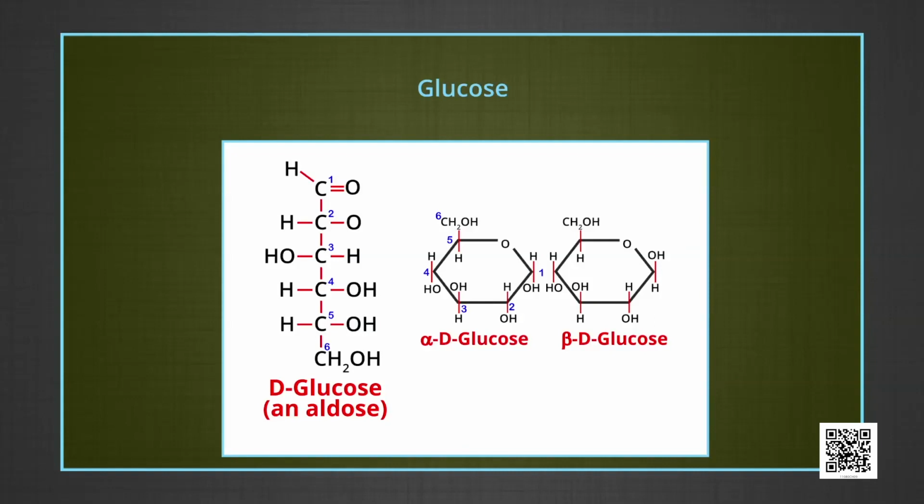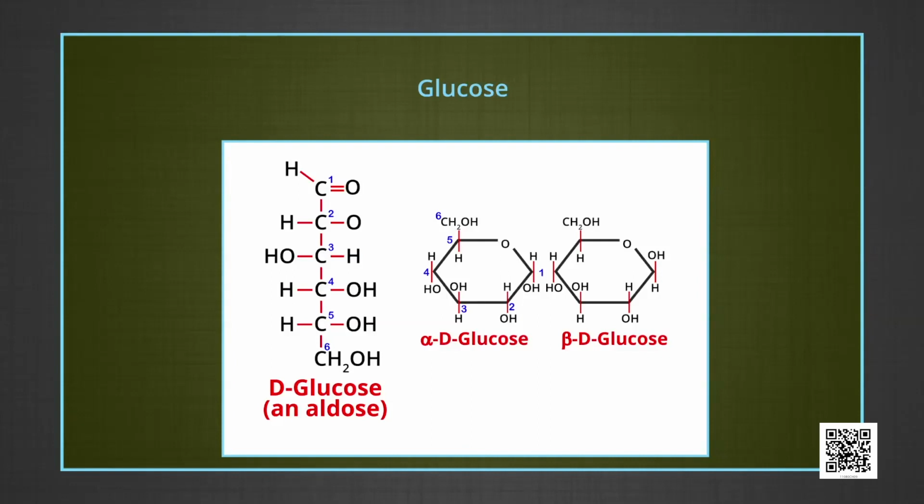Let us come to the structure of glucose first. The structure here is glucose, which is basically D-glucose and also an aldose sugar. Now here D is for dextrorotatory. The OH group is on the right hand side. Which OH group are you watching here? For the carbon chain. The carbon chain is also in the ring form.